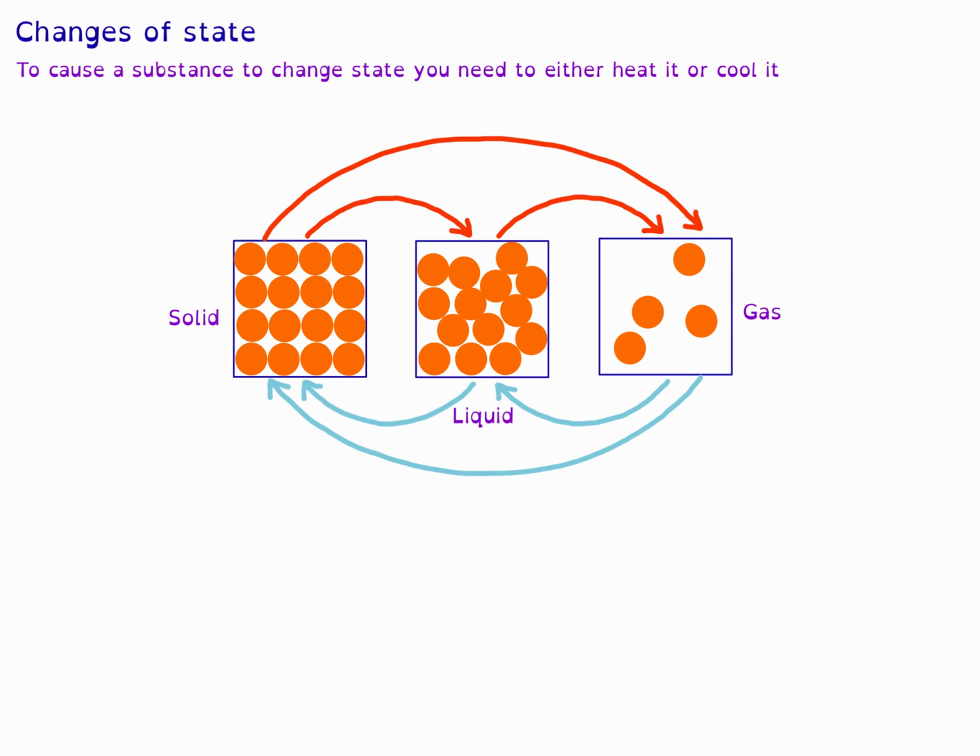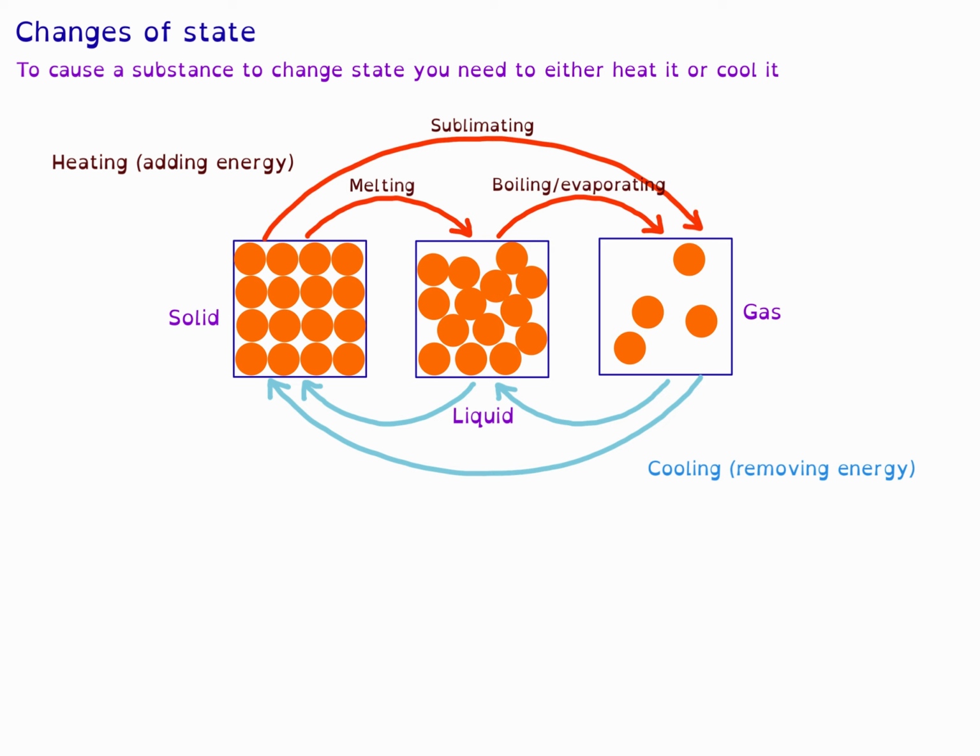To cause a substance to change state, you need to either heat it or cool it. You need to know the names of all the state changes in both the heating and the cooling direction. To go from a solid to a liquid, when you heat it, that's melting. Continue to heat it and it will boil or evaporate into a gas. And some substances, like dry ice, which is solid carbon dioxide, will sublimate, which means it goes straight from a solid to a gas without going through the liquid phase.